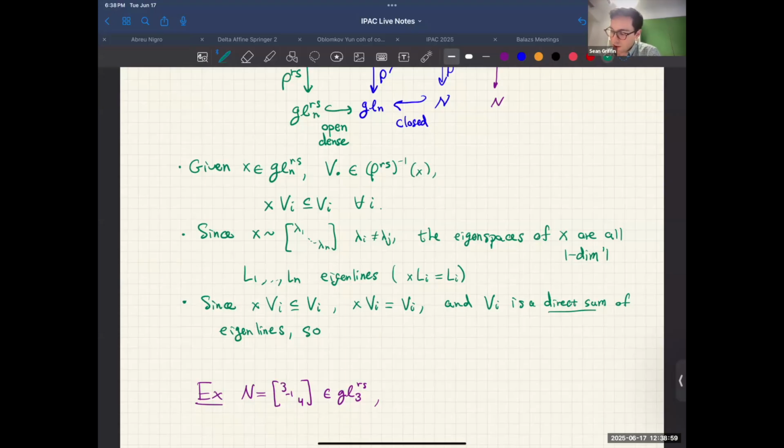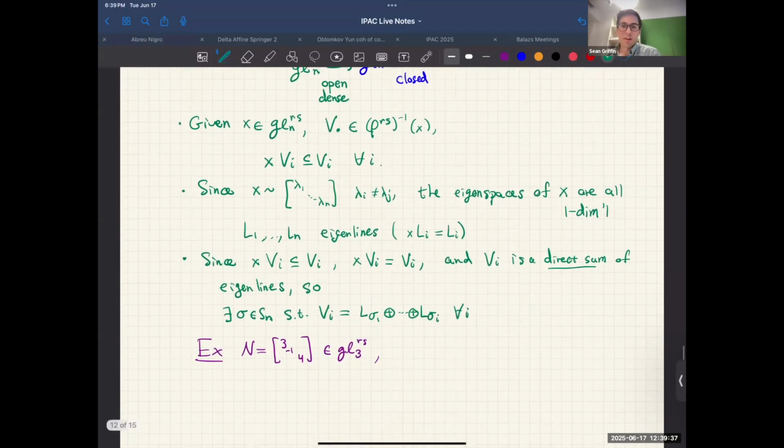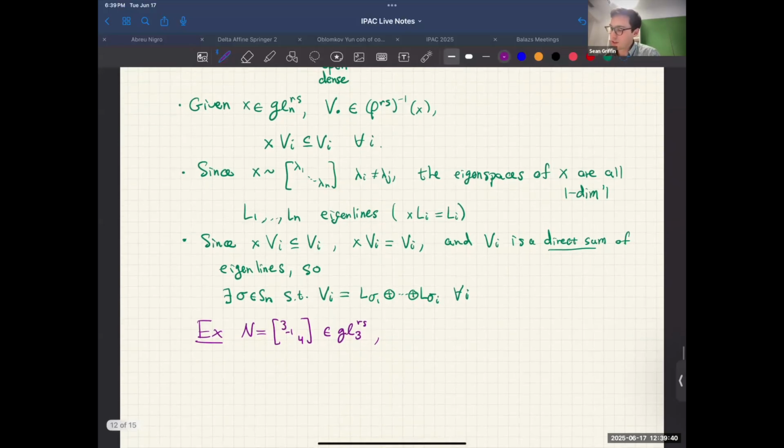So what that means is, as you build up your flag, you're just seeing some permutation of the eigenlines. So there exists some permutation of the eigenlines such that the ith subspace is just the sum of the eigenlines given by that permutation up to the ith one in your ordering.